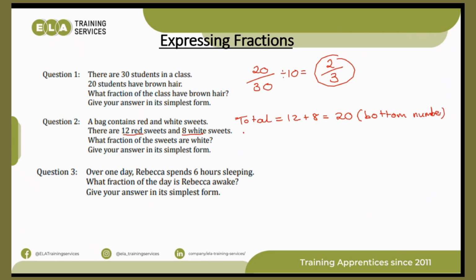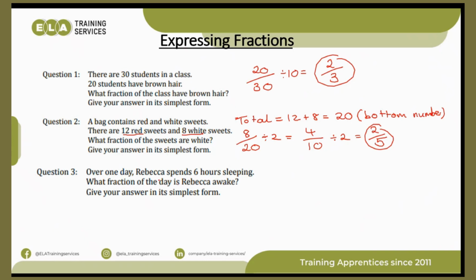So now, how many are white? 8 over 20 are white. And notice both numbers are even, so we can divide by 2. So 8 divided by 2 is 4, 20 divided by 2 is 10, and we can still go further. 4 divided by 2 is 2, and 10 divided by 2 is 5. So it's really important to keep simplifying until you cannot divide it anymore.